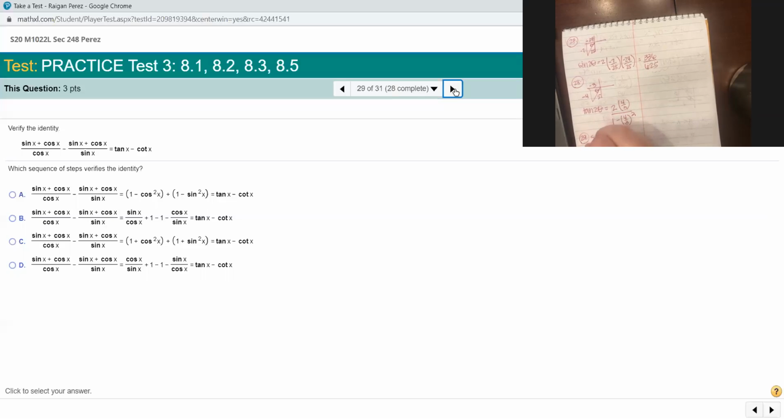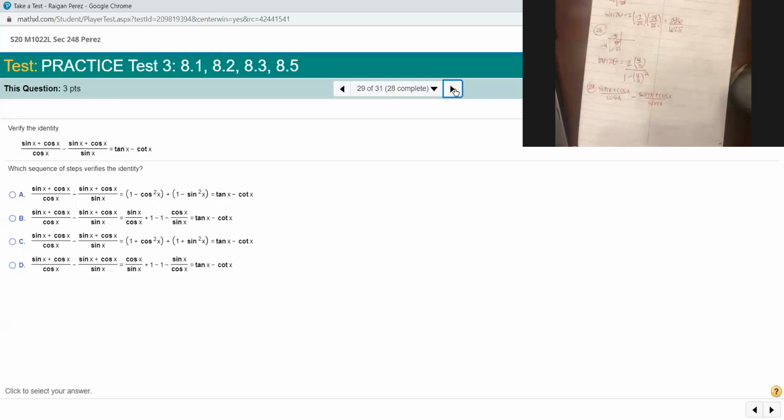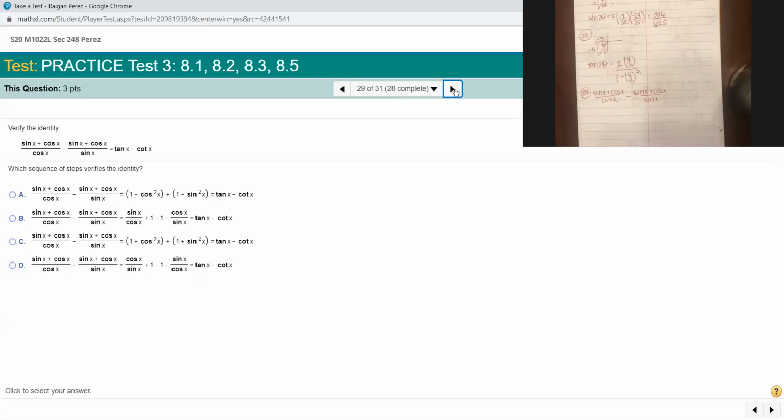29. These are one of the ones y'all hate. Sine x plus cosine x over cosine x, minus sine x plus cosine x over sine x. So for these to work, we have to have a common denominator. Sorry, just trying to straighten that out.